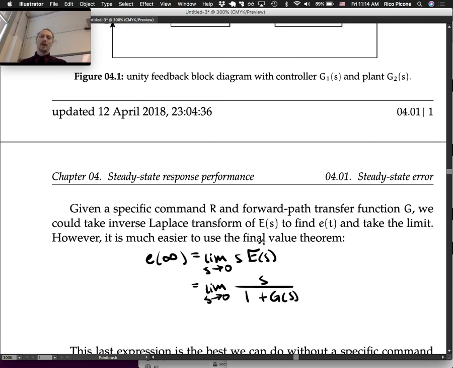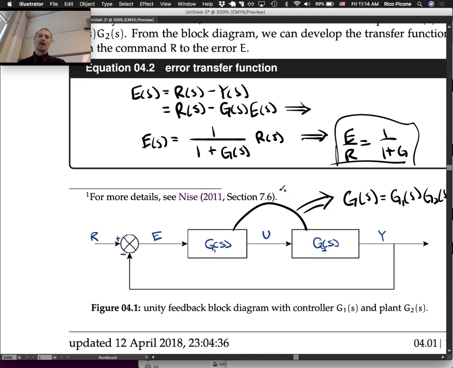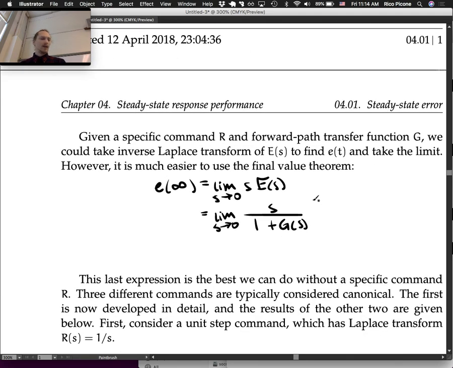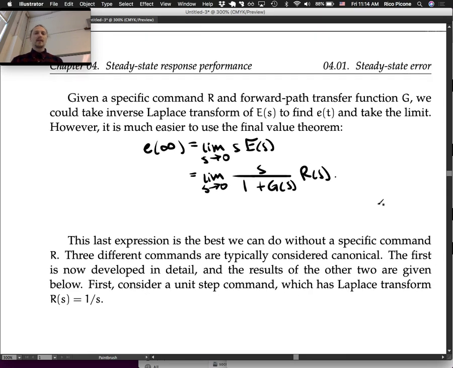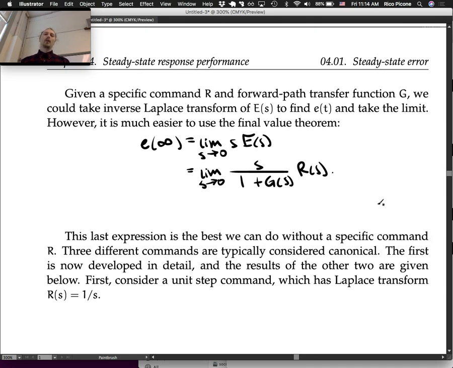And we have one more term, right? E's got this R of S also. So I'll just leave R of S for now as it is. This last expression is the best we can do without a specific command R.